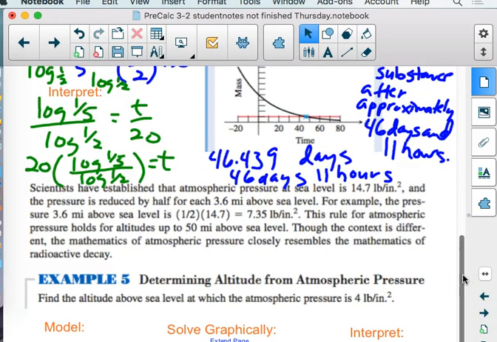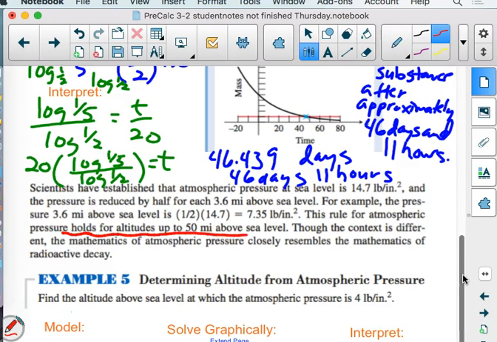Scientists have established that atmospheric pressure at sea level is 14.7 pounds per square inch, and the pressure is reduced by half for each 3.6 miles above sea level. Okay, so that gets me thinking. That's kind of like a half-life. If it's reduced by half, they're still talking about half-life here. For example, the pressure 3.6 miles above sea level is half of 14.7, which is 7.35 pounds per square inch. This rule for atmospheric pressure holds for altitudes up to 50 miles above sea level. Now that's new information here.